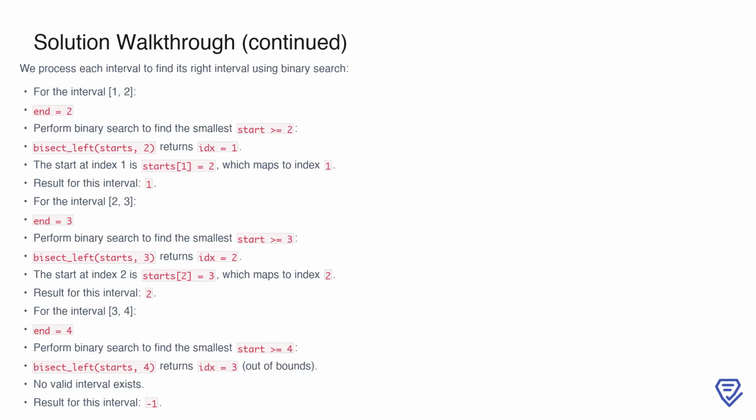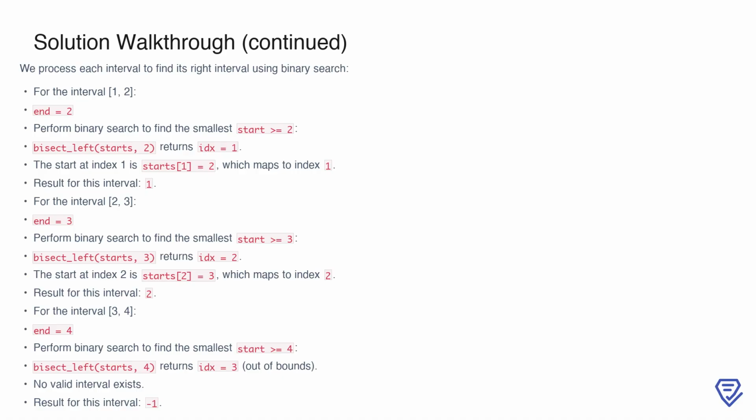For the interval [1,2], its ending point is 2. Using binary search, we find the smallest starting point in the sorted list that is greater than or equal to 2. The bisect_left function gives us the index 1, where the starting point is 2. This maps to the original index 1, so the result for this interval is 1.